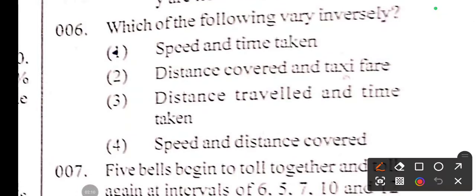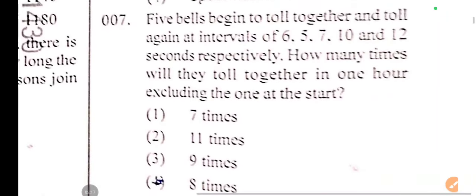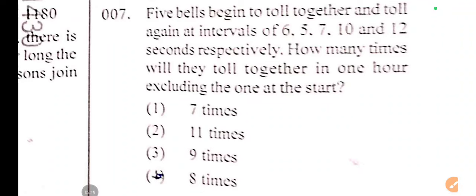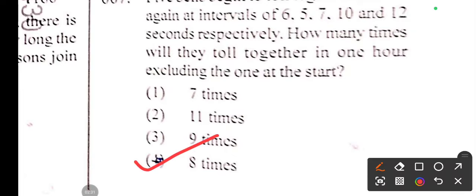Question number 6. Which of the following vary inversely? Option 1, speed and time taken. Question number 7. 5 bells begin to toll together and toll again at intervals of 5, 6, 7, 10 and 12 seconds respectively. How many times will they toll together in 1 hour excluding the one at start? Option 4, 8 times.